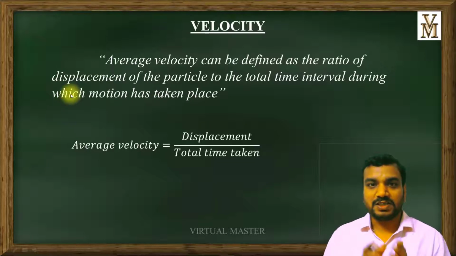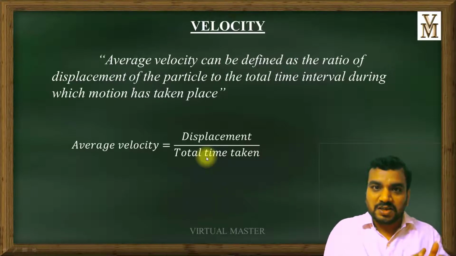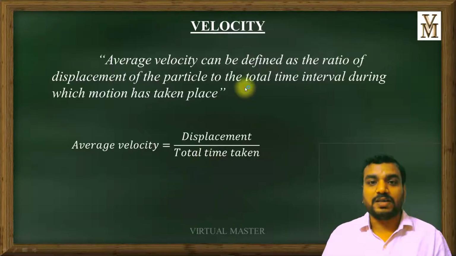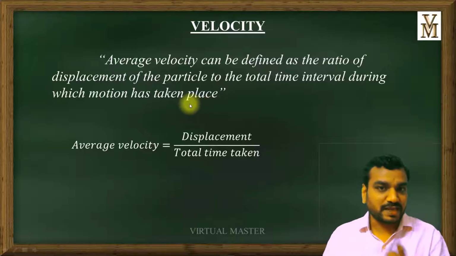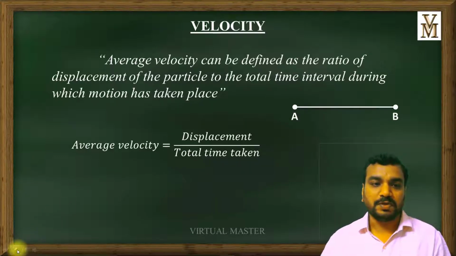That means average velocity is nothing but displacement divided by total time taken by the object. What is average velocity? Average velocity of an object can be defined as the ratio of displacement of an object divided by total time taken by the object for which the motion has taken place.